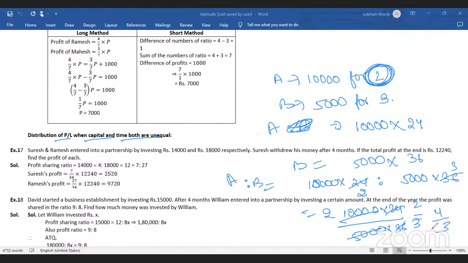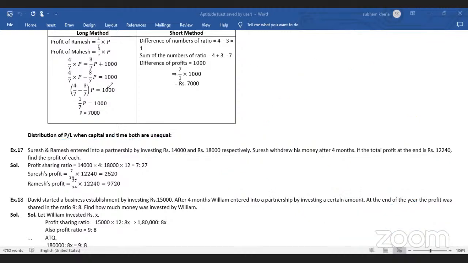Is it clear, guys? Anyone has any doubt here? Jaldi bataiye. Anyone has any doubt? Or is it clear? No doubts. Okay, great. Okay, now let's check this question.